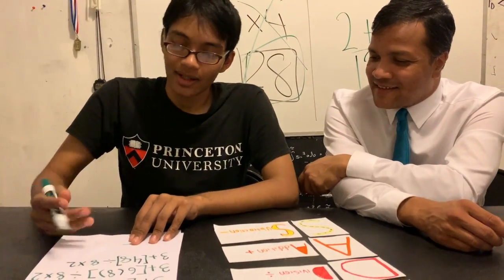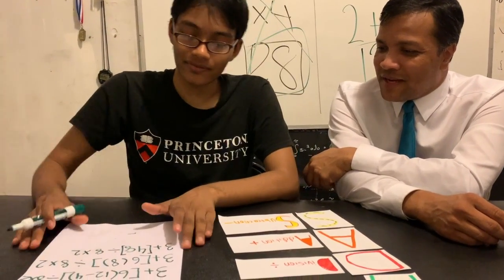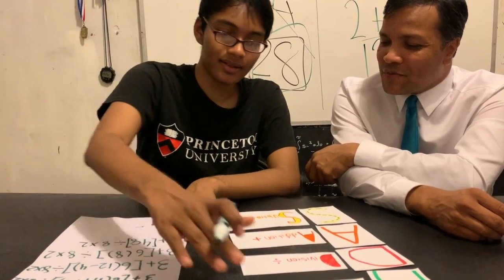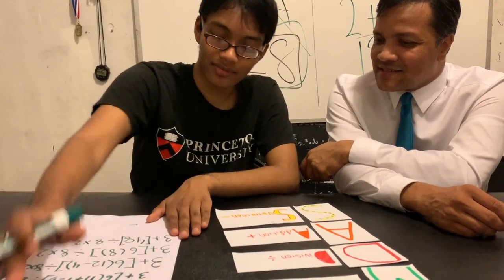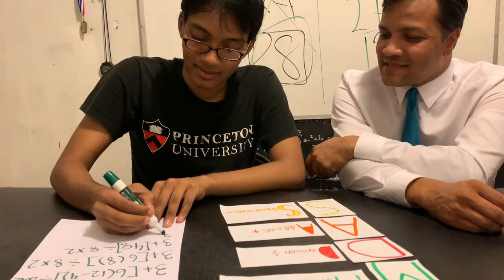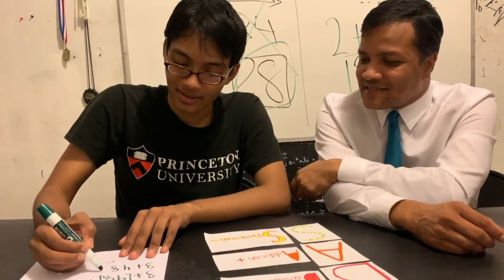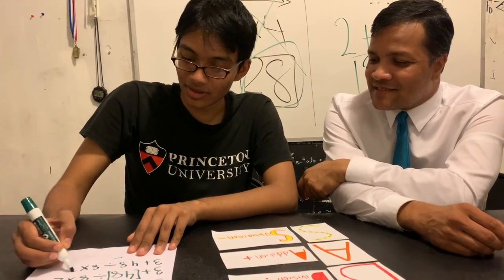Okay, done with this. With the parenthesis and bracket. Now you can remove the bracket. Okay. So now I'm done with that. I can remove the bracket. So 3 plus 48 divided by 8 times 2.